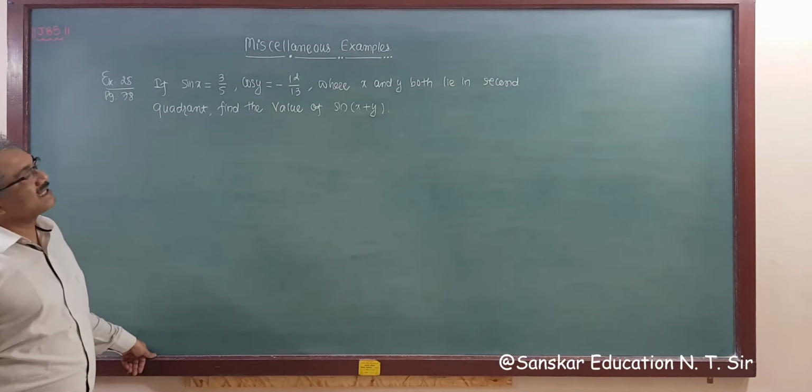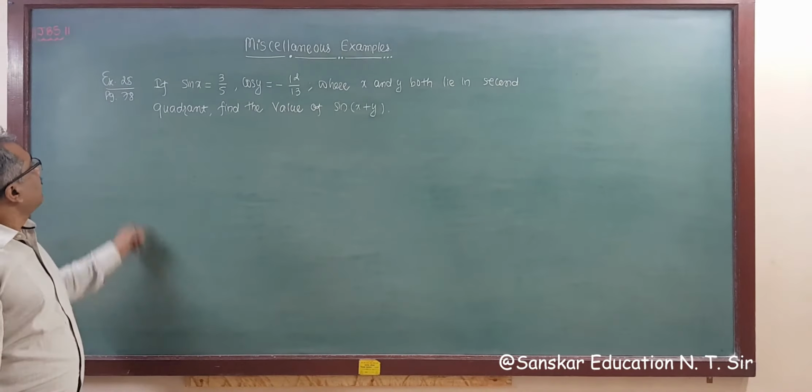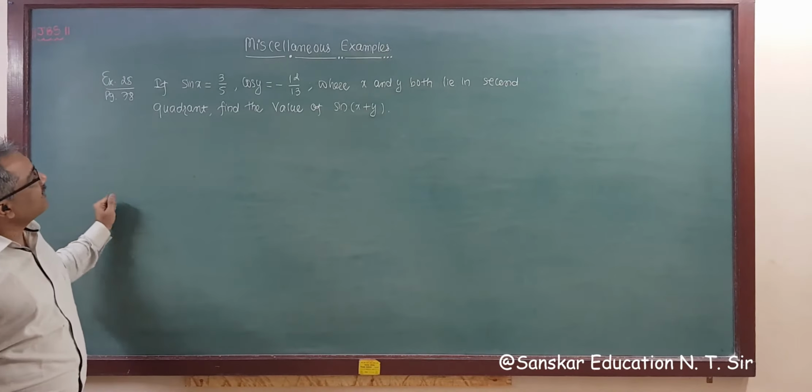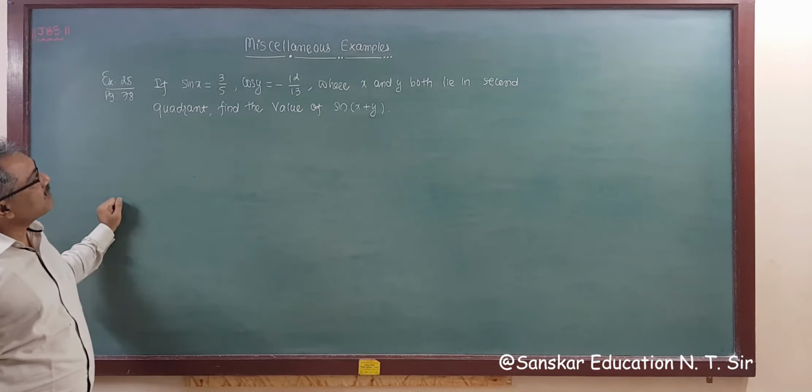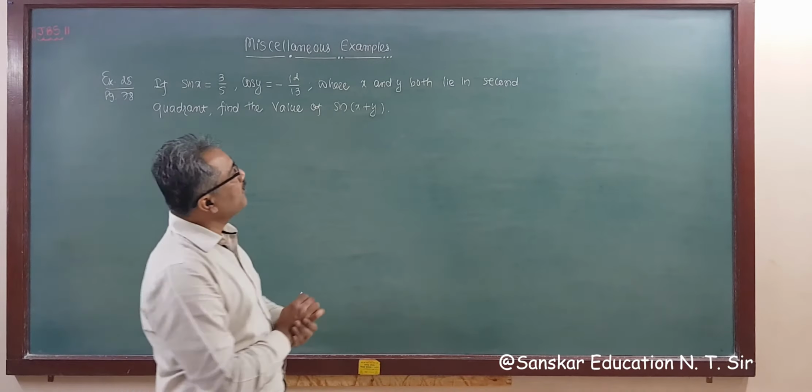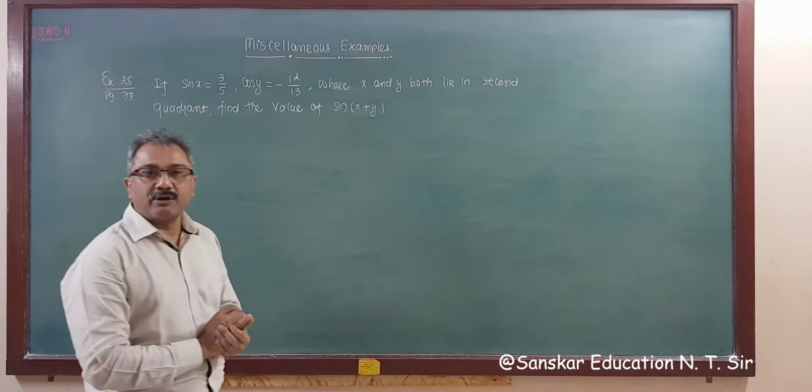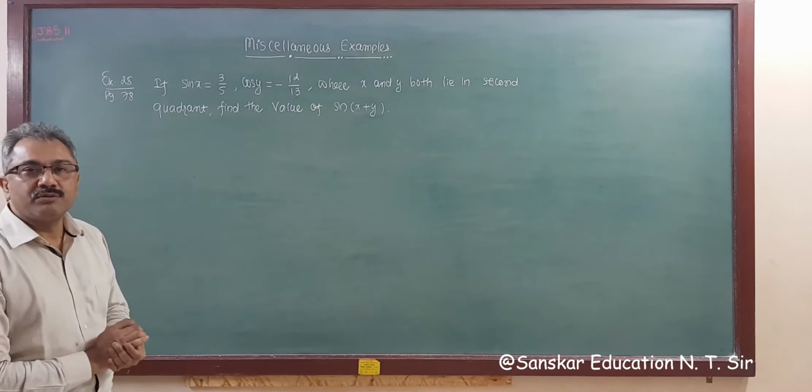Now miscellaneous examples. Example number 25. If sin x is equal to 3 by 5 and cos x is equal to minus 12 by 13, where x and y both lie in the second quadrant. Second quadrant means pi by 2 to pi.